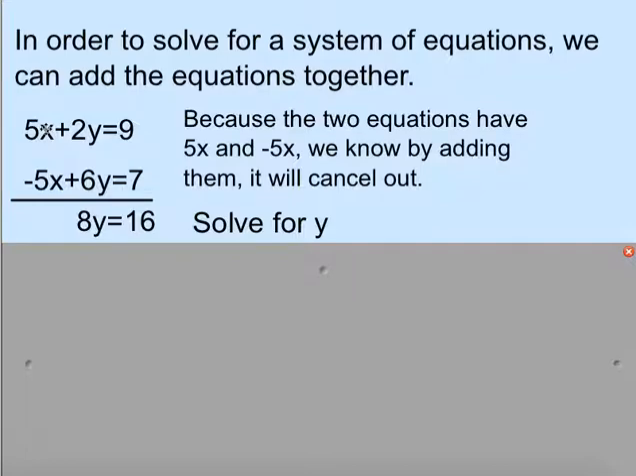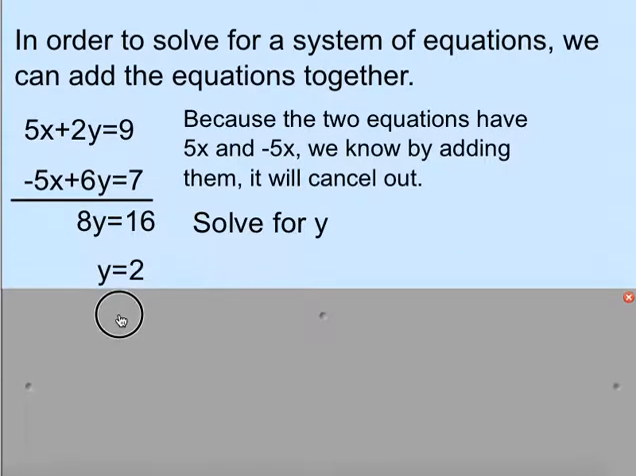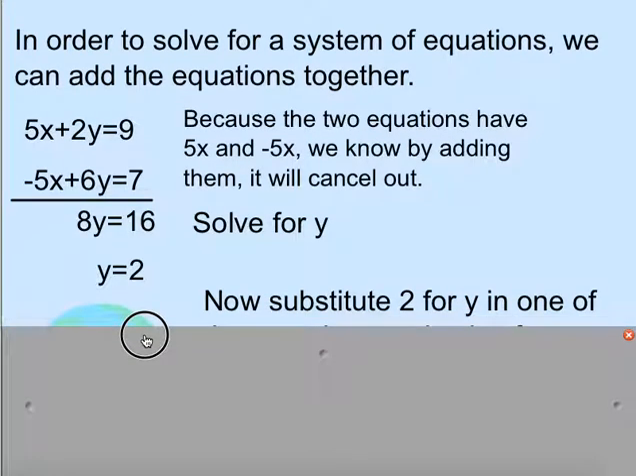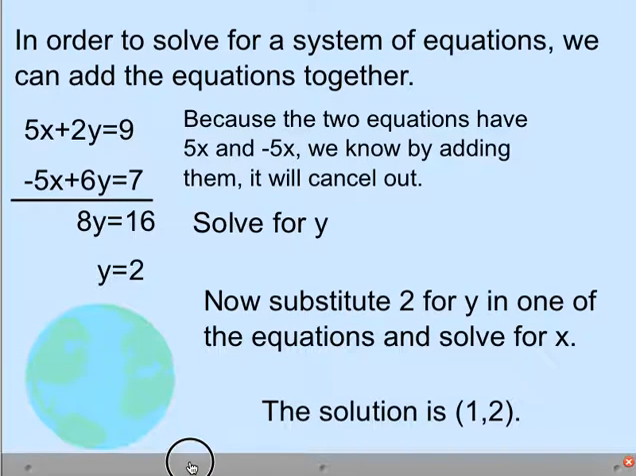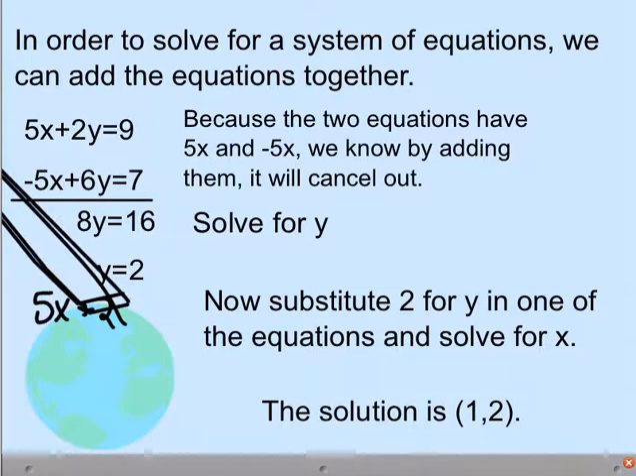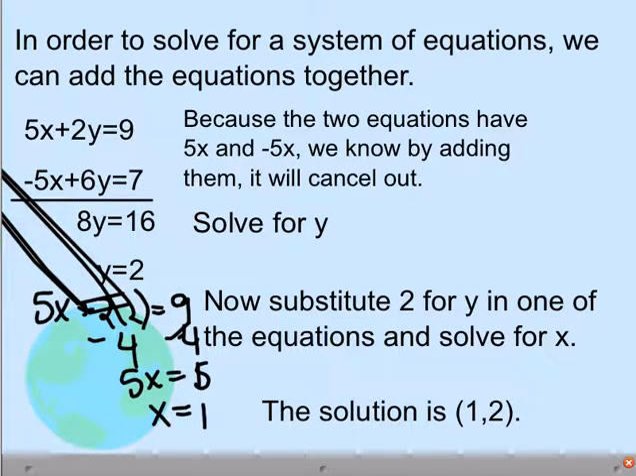So we add everything else up and we say 2y plus 6y is 8y, 9 plus 7 is 16, and now we get to solve for y and say it's 2. Now all we have to do is substitute 2 for y in one of the equations and solve for x. Let's plug it into the first equation, and we get 5x plus 2 times 2 is equal to 9. Well, that's 4, so I'm going to subtract 4 on each side, and we see that 5x is equal to 5, so x is equal to 1.